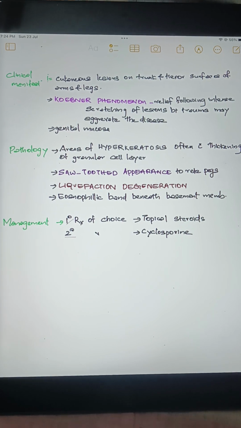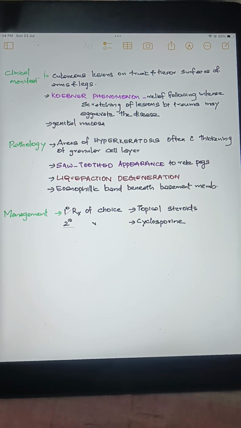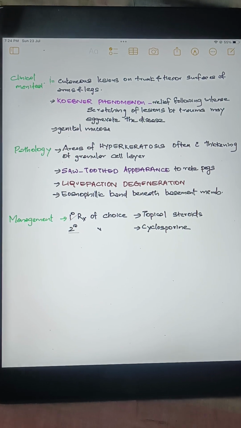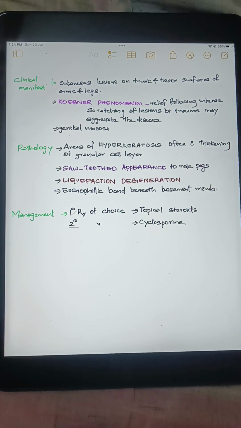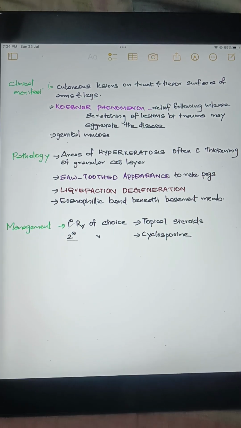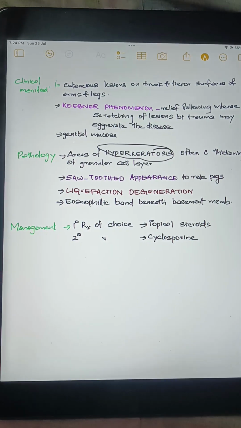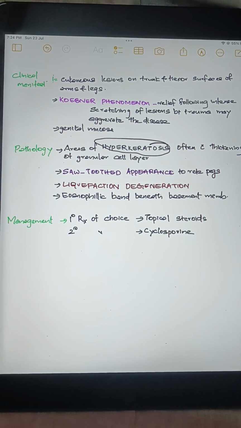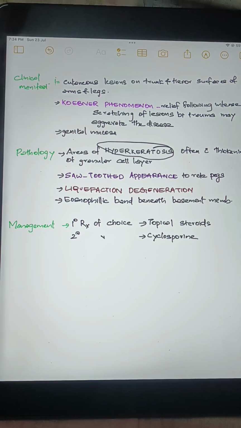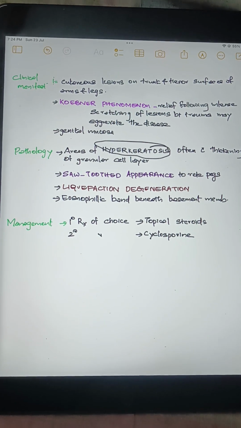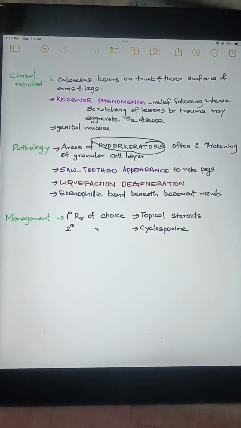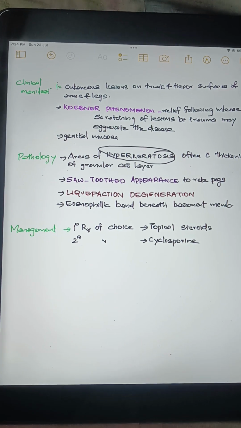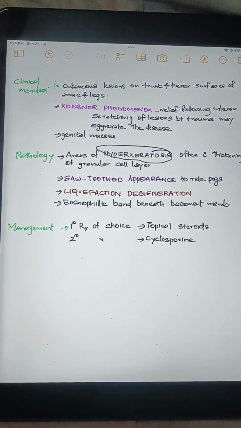Next is the pathology, which is really important. Questions are asked, especially in AFK. That is an area of hyperkeratosis, often with thickening of the granular cell layer. This hyperkeratosis is really important. That hyperkeratosis can be seen in the histopathological feature of lichen planus, and a saw-toothed appearance to the rete apex. Then, as I mentioned earlier, liquefaction degeneration, then the eosinophilic band beneath the basement membrane.